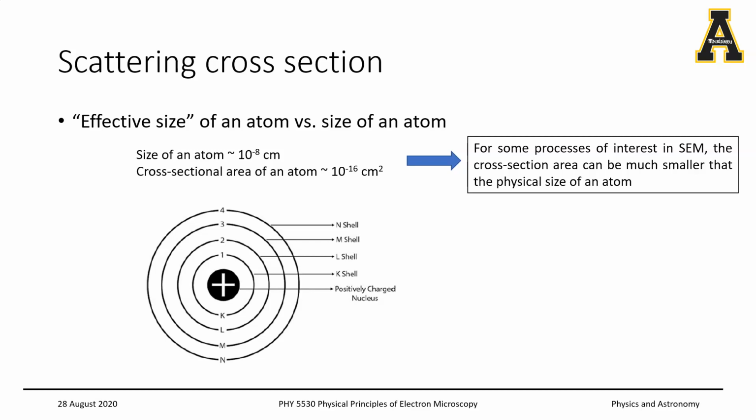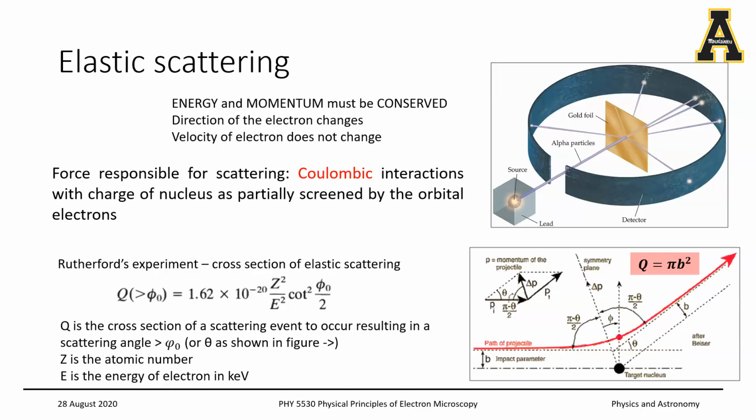Okay. So what is elastic scattering? Elastic scattering is very straightforward. You have learned this in basic fundamental physics. It is a process that involves no loss of energy and momentum. In other words, it is conserved. There can be a change in the direction of the electrons, but the magnitude of the velocity and the momentum does not change at all. Right?